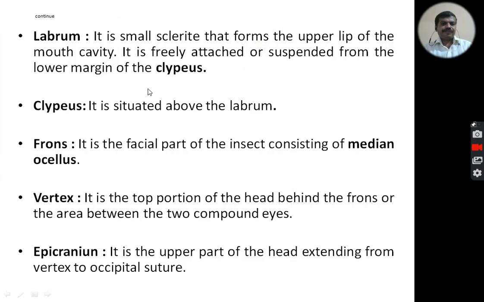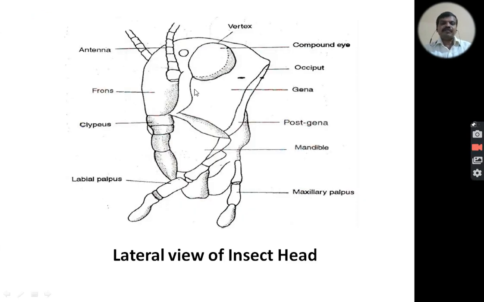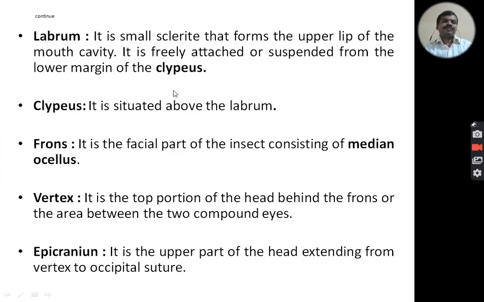The next is vertex. It is the top portion of the head behind the frons, present in between the two compound eyes. Here you can see the compound eye. Since it is a lateral view, you can see only one compound eye; the other is present on that side. So the area in between these two compound eyes and above the frons is called the vertex.